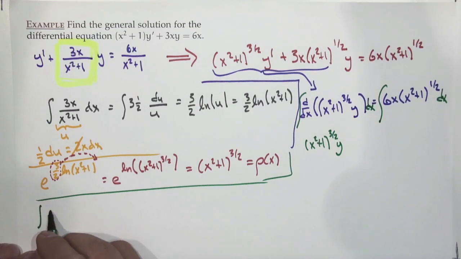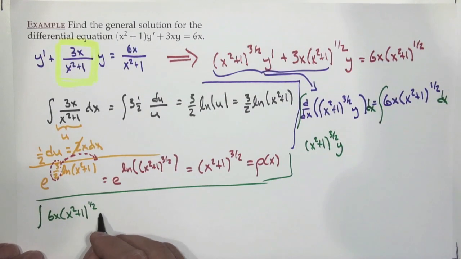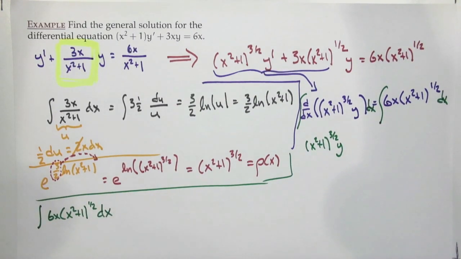Give ourselves some space down here. 6x times x squared plus 1 to the 1/2. Someone was like, integrate by parts. And probably someone else is like, trig substitution. And then someone else is, I love myself. I'll do u sub. Yeah, don't use a hard tool if an easy tool works. I mean, you can, but don't do it. Be smart.